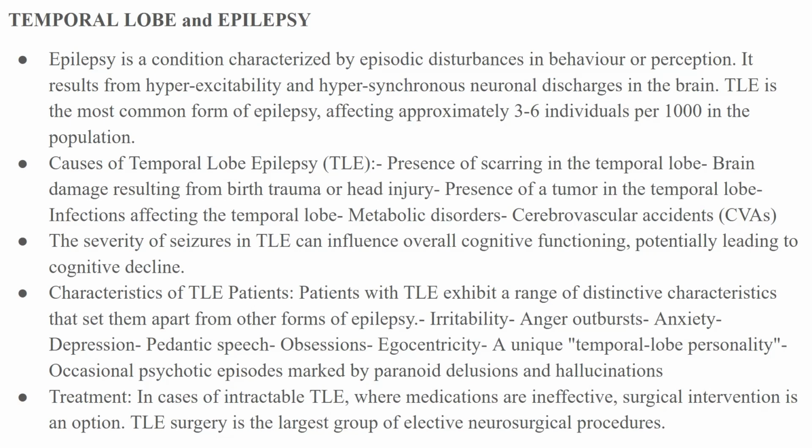They will get more irritable. Then there will be anger outbursts. They might suffer from anxiety, depression. Then their speech might become pedantic. Then they might develop some obsessions, then egocentricity might be there, a unique temporal lobe personality, then occasional psychotic episodes marked by paranoid delusions and hallucinations.